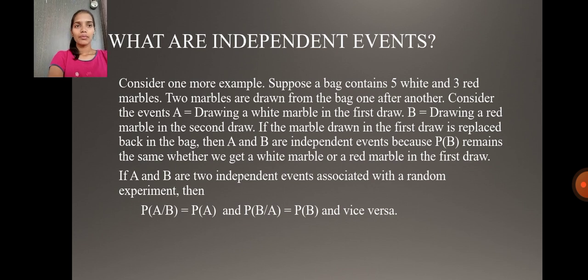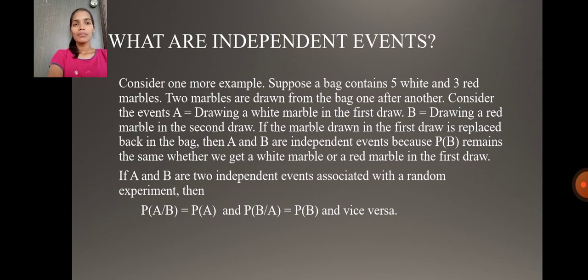Consider one more example. Suppose a bag contains 5 white and 3 red marbles. Two marbles are drawn from the bag one after another. Consider the events A equals drawing a white marble in the first draw, and B equals drawing a red marble in the second draw. If the marble drawn in the first draw is replaced back in the bag, then A and B are independent events because the probability of B remains the same whether we get a white marble or a red marble in the first draw.